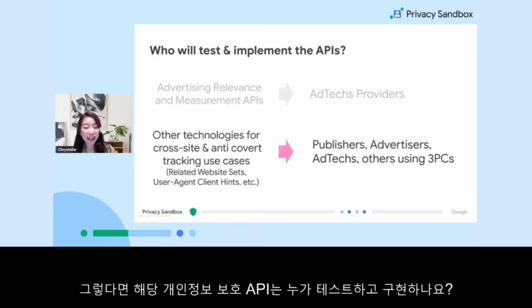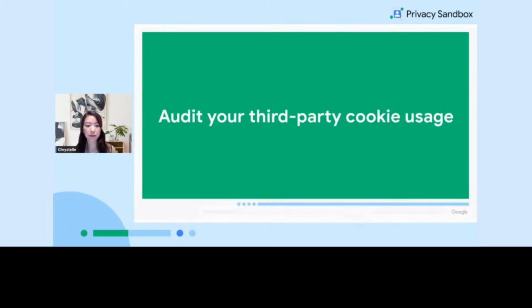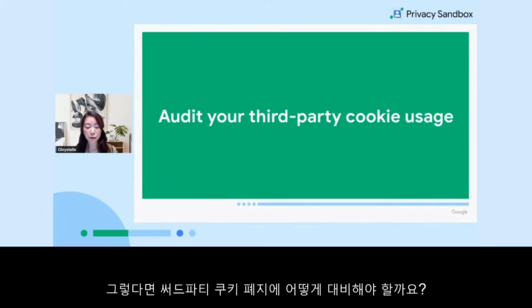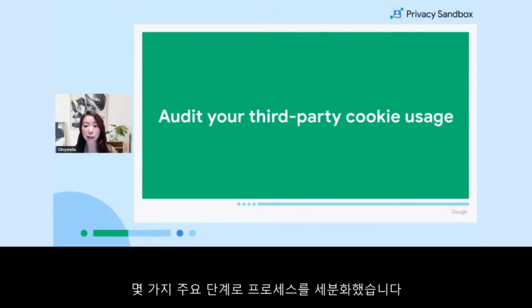So, who will test and implement the corresponding privacy APIs? For the technologies I just spoke about, we expect a wide array of stakeholders to implement, and that includes publishers. Now, how should you prepare for third-party cookie phase-out? We've broken the process down into a few key steps, starting with auditing your third-party cookie usage.